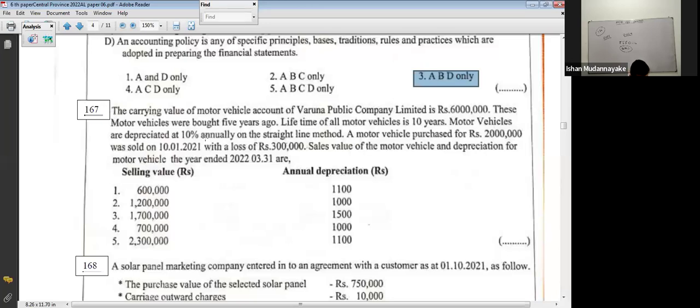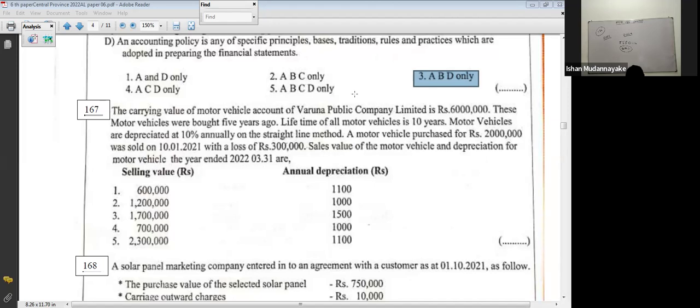Quickly, you will answer question 167. The carrying value of the motor vehicle account of Varuna Public Company Limited is 6 million. These motor vehicles were bought 5 years ago. Lifetime of all motor vehicles is 10 years. Motor vehicles are depreciated at 10% annually on a straight line method.